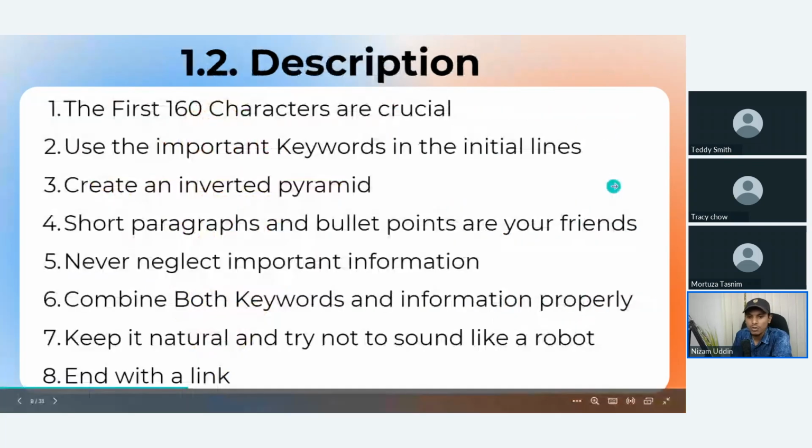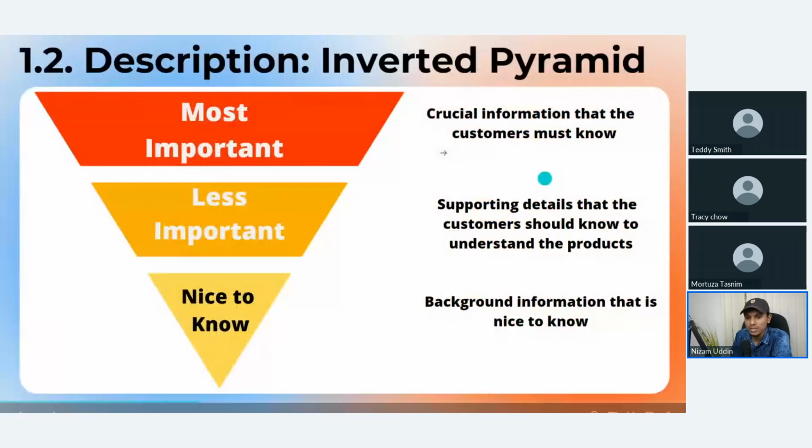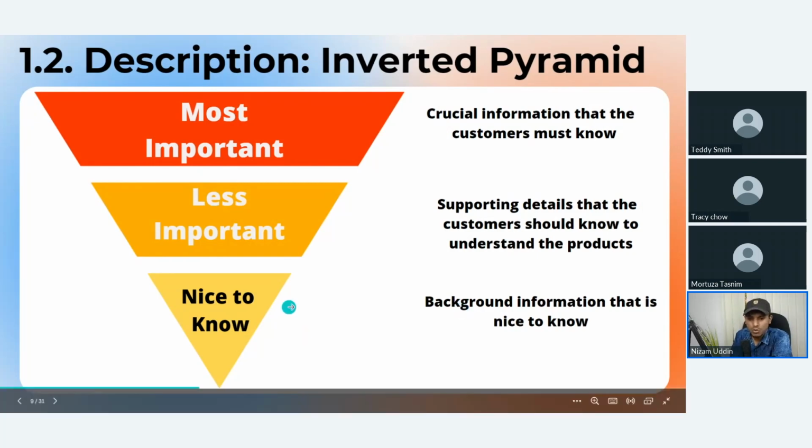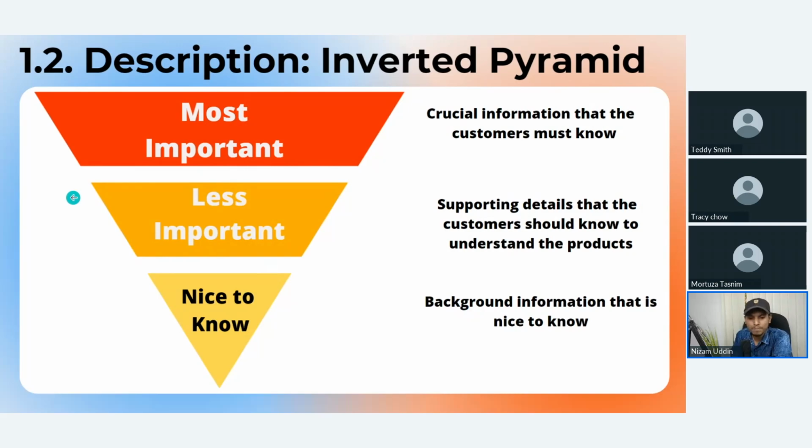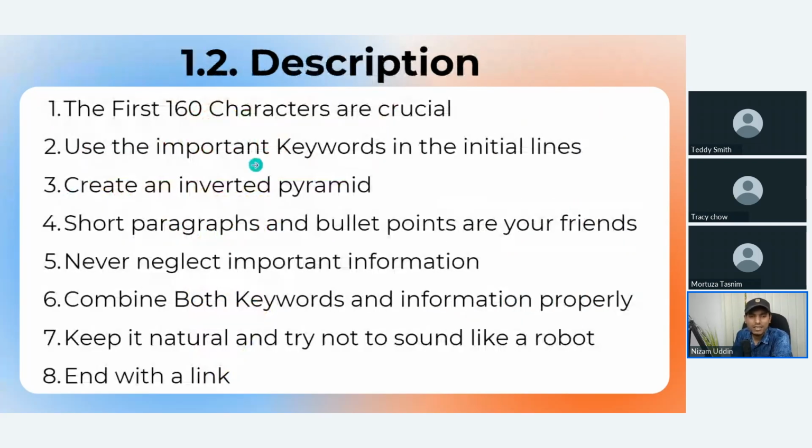Initially, you need to give the crucial information that the customers must know, and in the second part you should give the supporting details that the customer should know to understand the product, and at the end some general and background information about your product. Moving back to our description part, you should write in paragraphs and in short bullet points, because these are your friends. I'm going to show you some examples of this a bit later on.